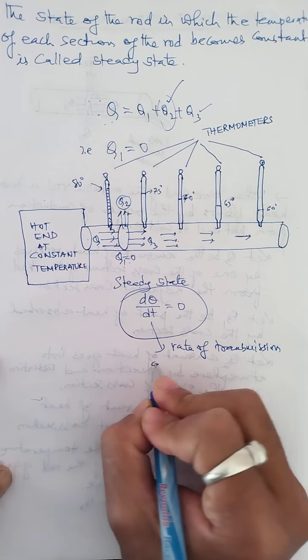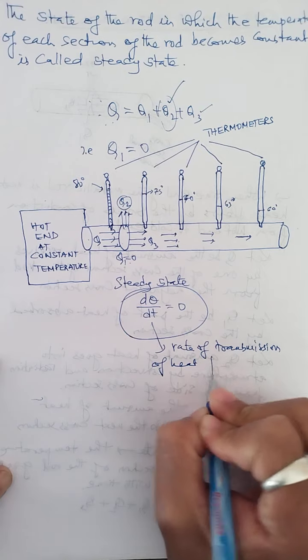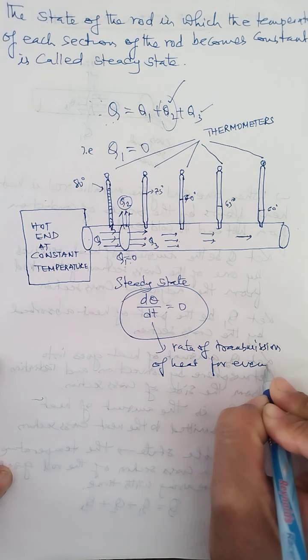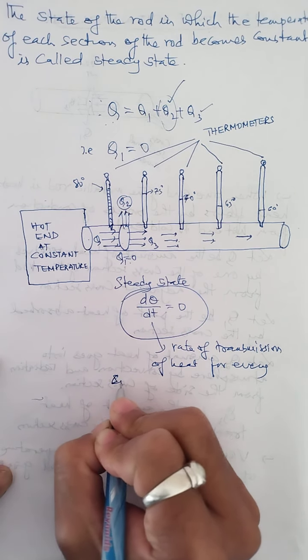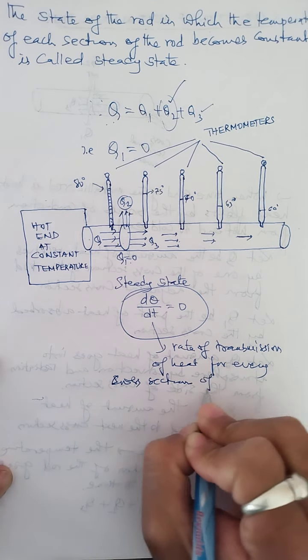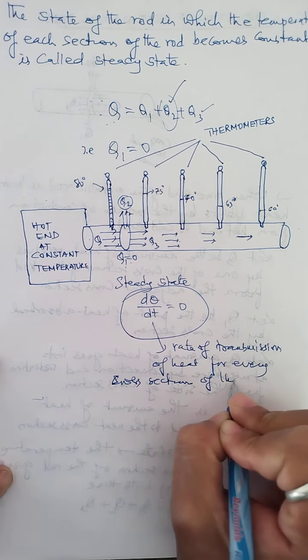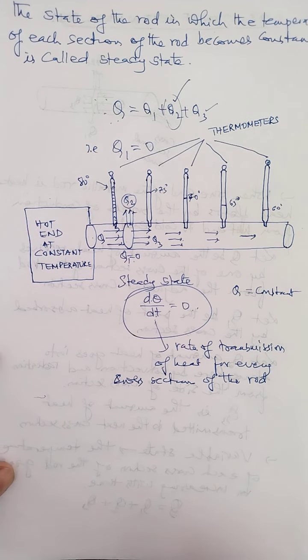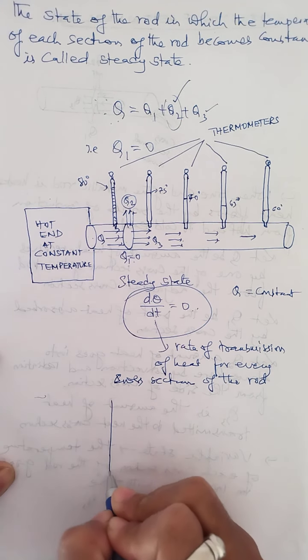And this rate of transmission of heat for every cross section, children, this is for every cross section, I'm writing every cross section of the rod, remains constant. Means dθ/dt is zero. dθ/dt zero means θ remains constant. But this is true only when the steady state is reached.